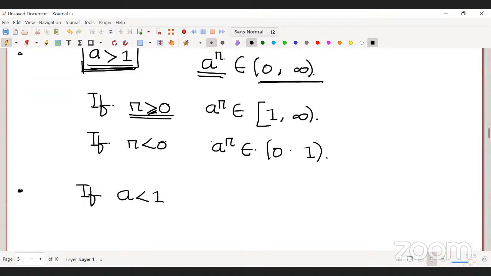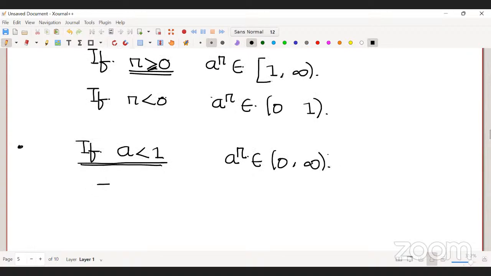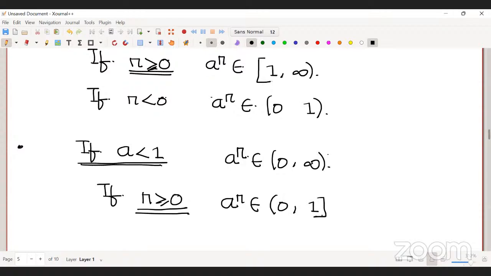Next, if a is less than 1, what are the possible values of a power r? It's always between 0 and infinity. And if I impose one more condition, r greater than or equal to 0, a power r is always between 0 and 1, because if r is 0, then it is basically 1. That's why I'm writing a closed bracket, because it can take 1.